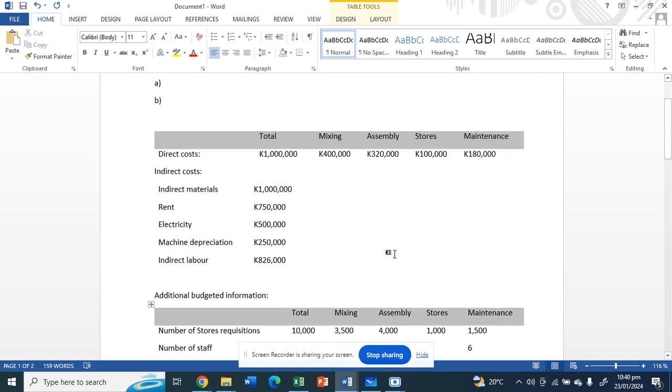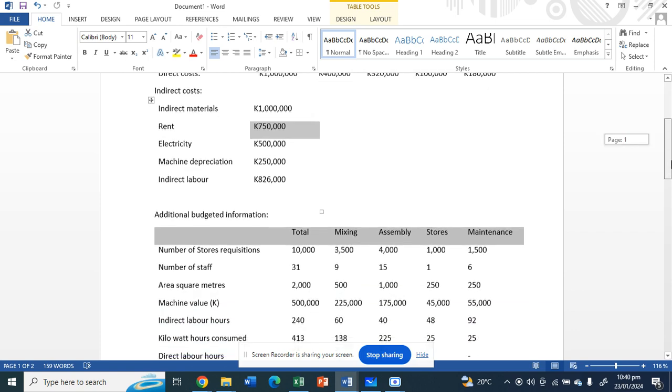750 is here. This is the charge for rent. Because remember, this 750, you have split it to mixing, assembly, stores, and maintenance. So we are sharing it amongst each department. So when you hear apportionment, it just means we're just sharing the overhead across each department.